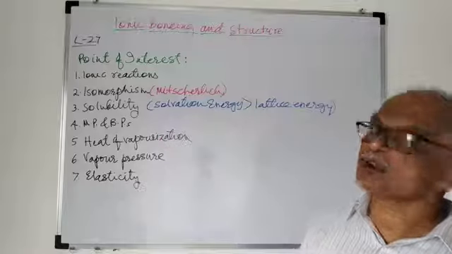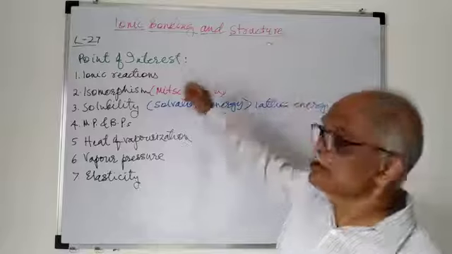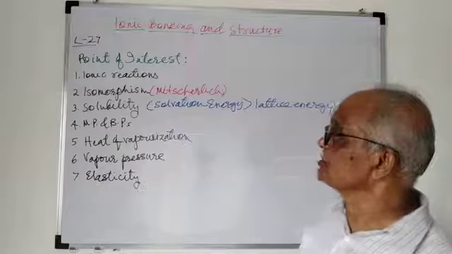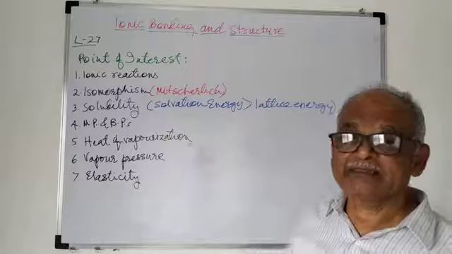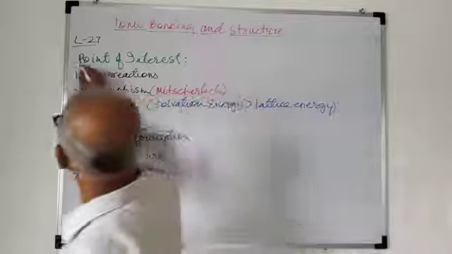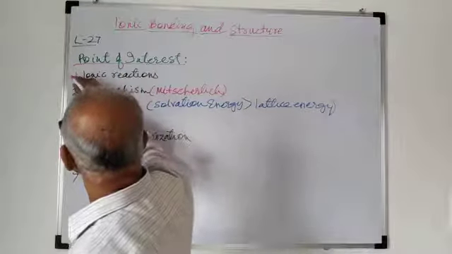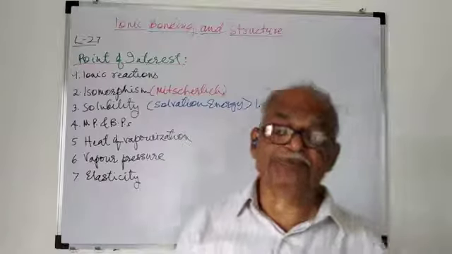Today we will discuss the remaining part of general characteristics of ionic solids, which is under ionic bonding and structure. So today the points of interest, that is the remaining general characteristics of ionic solids, are like this. One is ionic reactions.